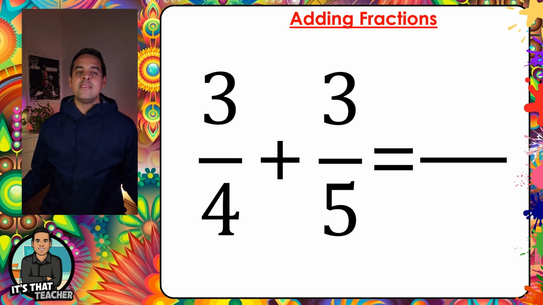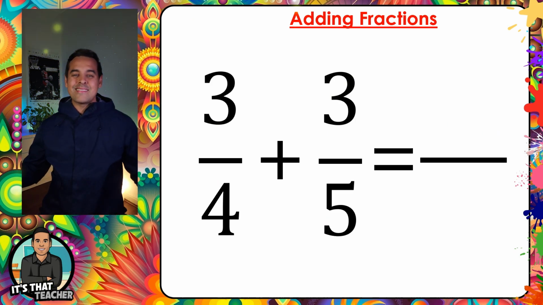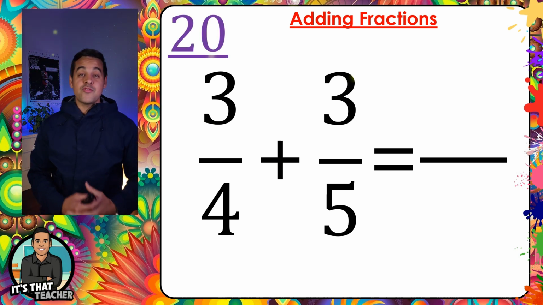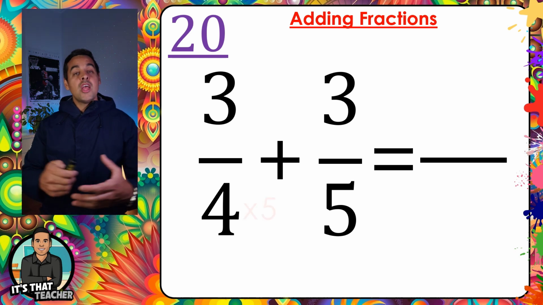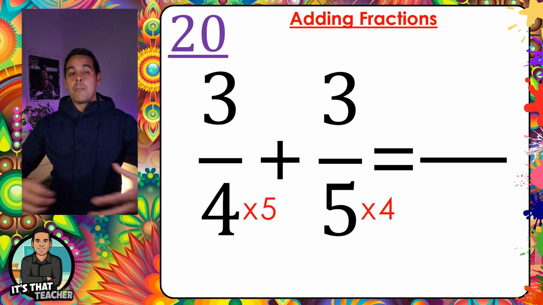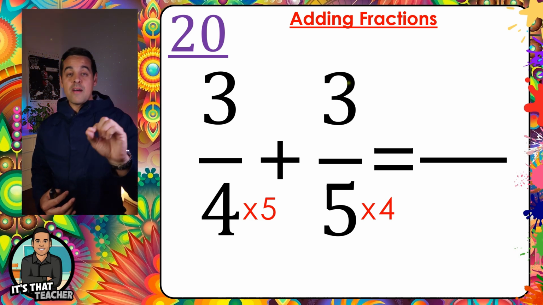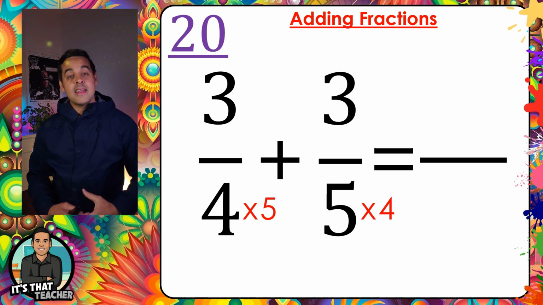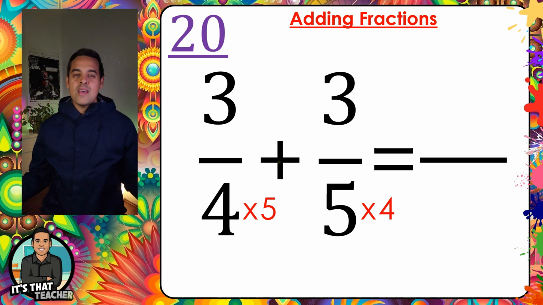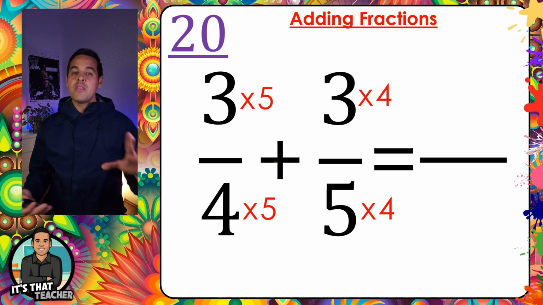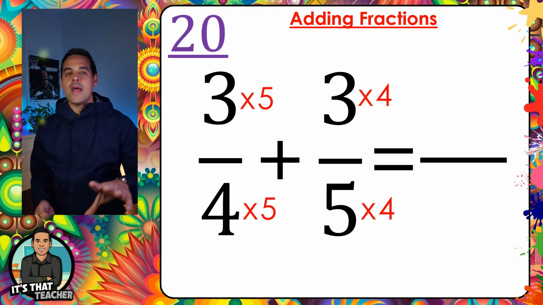The next question is 3 over 4 plus 3 over 5. The lowest common multiple between the numbers 4 and 5 is 20. You need to make both of your denominators equal 20 by multiplying the 4 by 5 to equal 20 and the 5 by 4, like I said again, to equal 20.